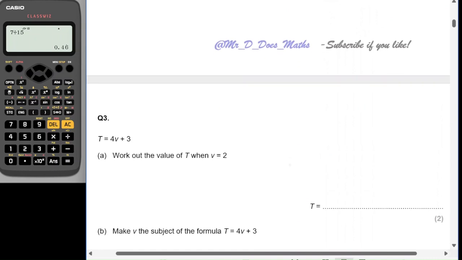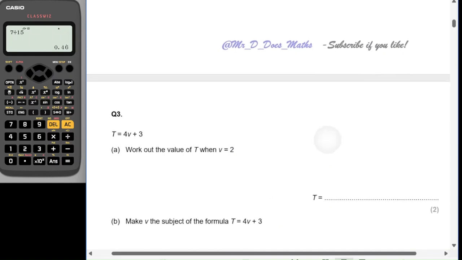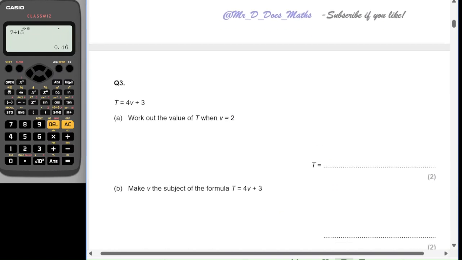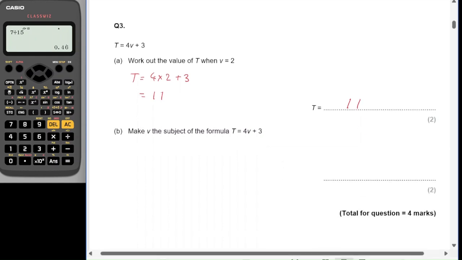Okay, question 3. Work out the value of t when v is equal to 2. I'm just trying to resize my page slightly. I tend to just write down what I'm going to substitute in, and if it was a -2, I'd put that in brackets. And then you can just go to your calculator. If you don't feel you need that though, 4 times 2 is 8, plus 3 would give me 11. Oh, it's +3, not +2. Always do that final scan just to check that you've fully clocked what you were asked to do.